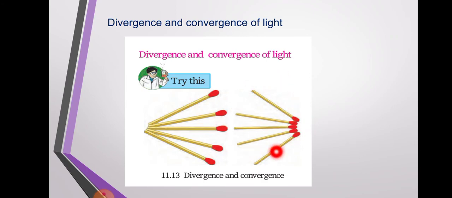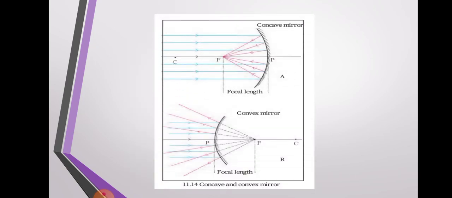But here in the second, you will see that the coated region, that is the heads of the matchsticks, are focusing to one point. This is the one point where they are focusing. So this is called what? Convergence. Okay, so this is convergence and divergence of light.